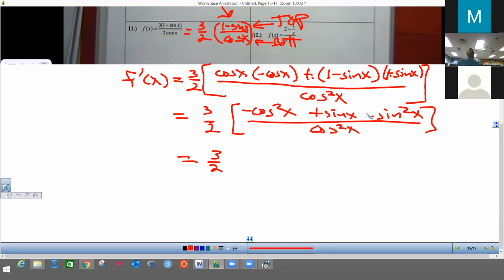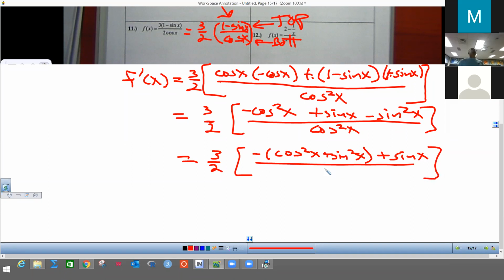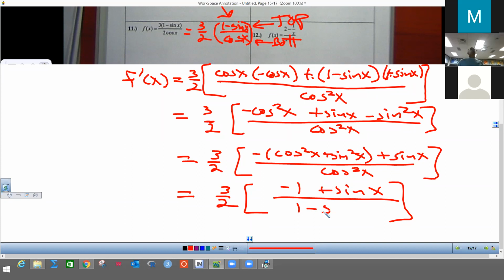So if you look here, we have a negative in common with both of these. I would factor a negative out of both of those, cosine squared and sine squared, and I would rewrite it as a negative times cosine squared x plus sine squared x. And then I have plus sine x. And down here, I still have cosine squared x. Then, I hope you know cosine squared plus sine squared is 1. So this is going to be -1 plus sine x. And I hope you know from your Pythagorean identities, this down here is 1 minus sine squared x.